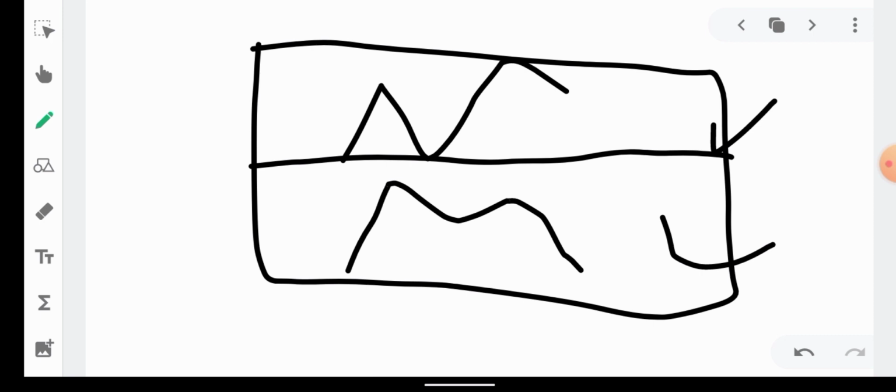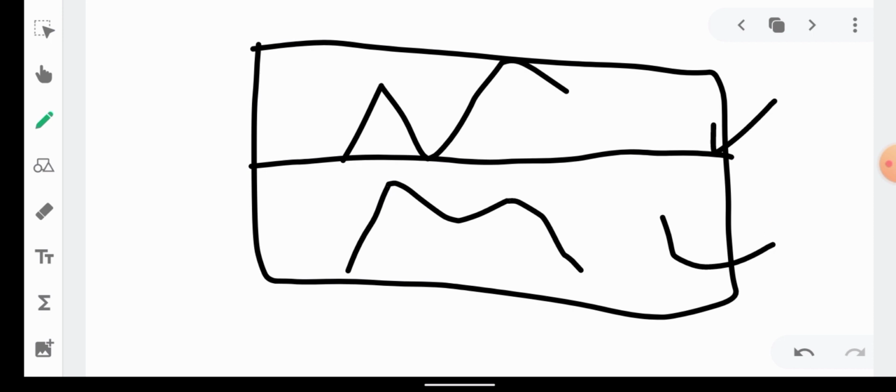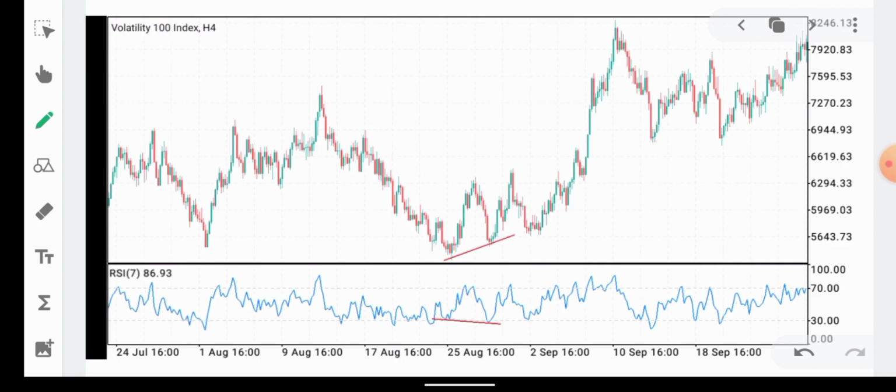So divergence is simply connecting highs or lows of the market. So let's say you connect the highs of the price and the indicator, and they are showing different moves, whereby the price is moving upward and the indicator is moving downward. Then that's when you see that okay, divergence has occurred. So let me show you an example. So you can see here, take a look at this side.